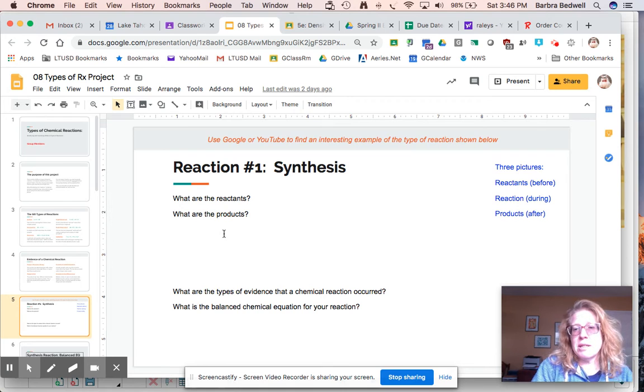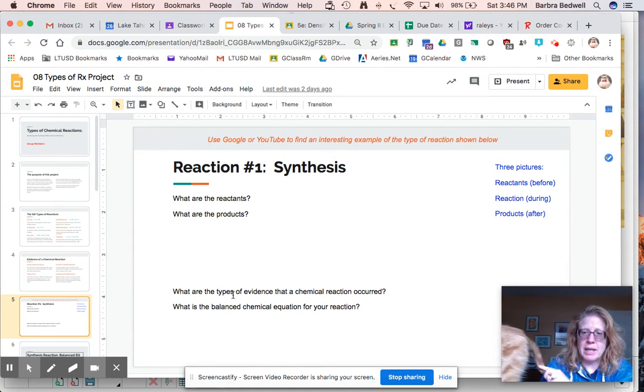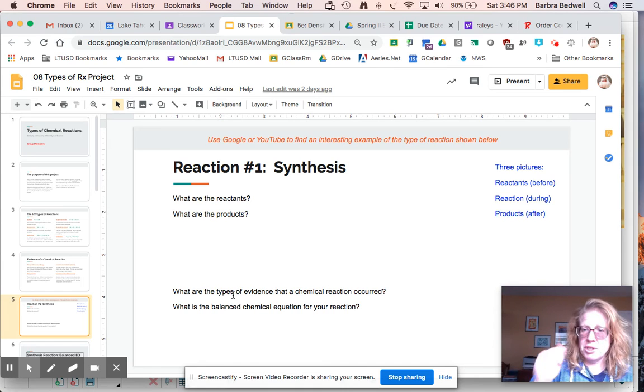I'm going to ask you to name or give me the formulas of the reactants versus the product. And then I'm going to have you identify the types of evidence. Again, remember there's a slide at the beginning that lists the 4 types of evidence: change in color, change in temperature, formation of a solid or a precipitate, formation of a gas or bubbling, effervescence. And then what is the balanced chemical equation for that reaction?